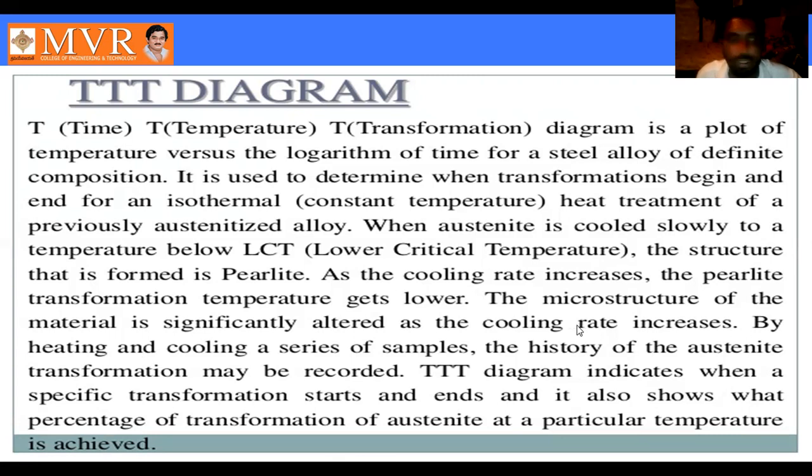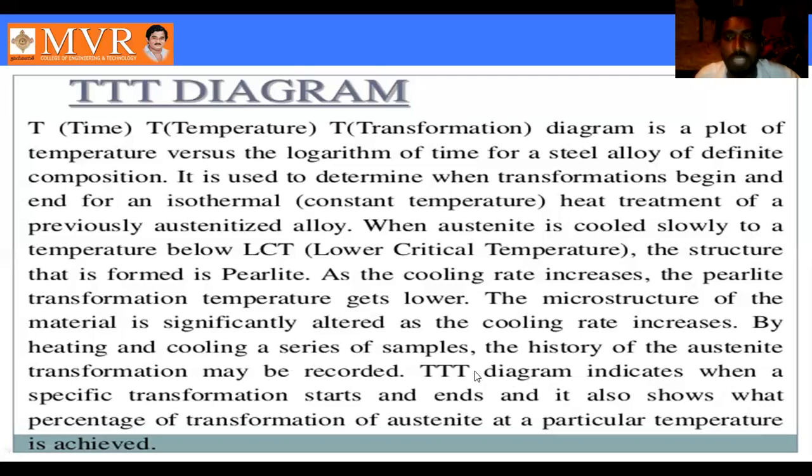The microstructure of the material is significantly altered as the cooling rate increases. How do we get the microstructure from this diagram? See here, the microstructure of the material is significantly altered as the cooling rate increases. When the cooling rate increases, we can get a different microstructure. When the cooling is not rapid, it is not altered, so we cannot get that structure.